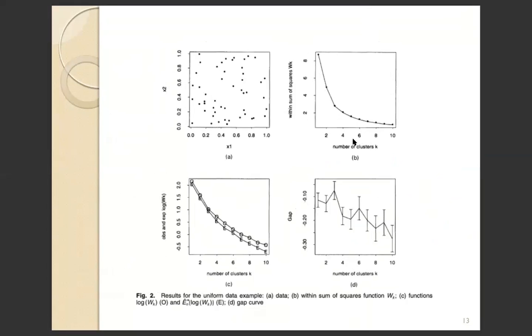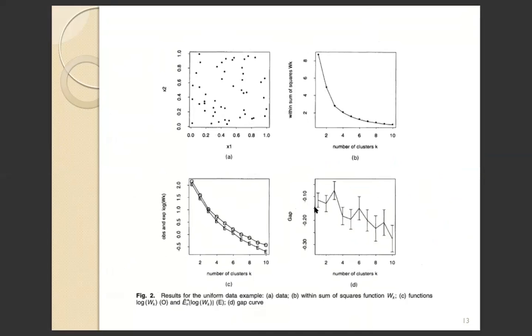Okay, so here's another example. In this example, what do you see here? Basically, this is more or less random, right? They're randomly scattered. There doesn't seem to be any reason to make any clustering.